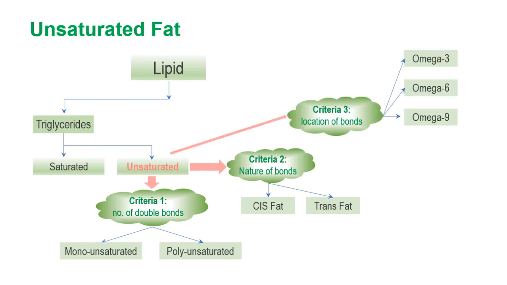If the double bond exists in the 3rd position, it is called omega-3, if in the 6th position, it is called omega-6, and if in the 9th position, it is called omega-9. With so many different types of lipids, the question could be: what type should you take?